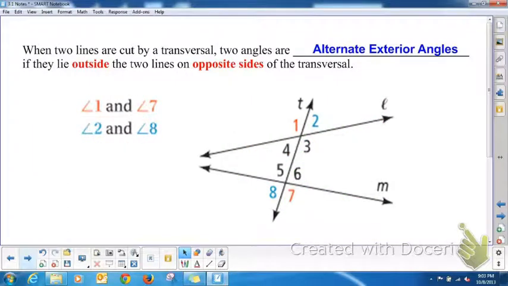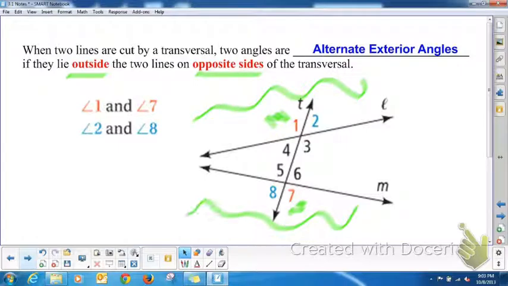When 2 lines are cut by a transversal, 2 angles are alternate exterior angles if they lie outside of the 2 lines on the opposite sides. So alternate, opposite, exterior, outside. So angle 1 and angle 7 are a pair of alternate exterior angles. They're on the outside of the 2 lines. Remember, we just talked about that a few minutes ago. These are the exterior angles out here. 1 is up, 7 is down, 1 is left, 7 is right. So they're alternate of the transversal.